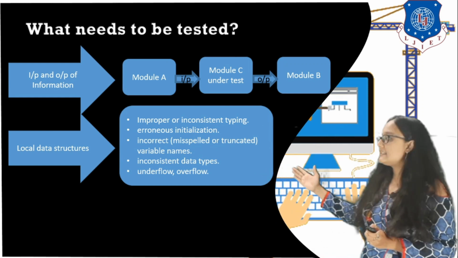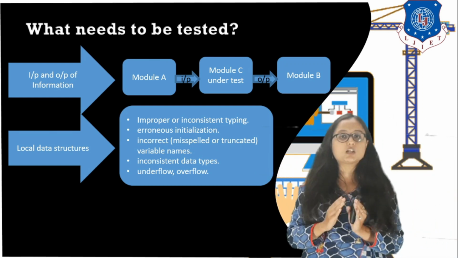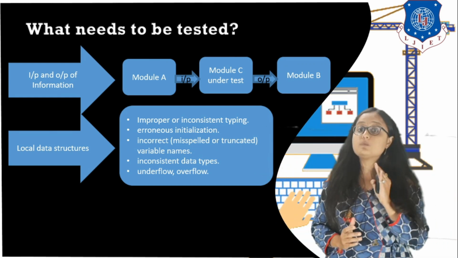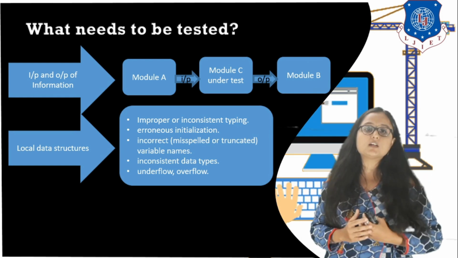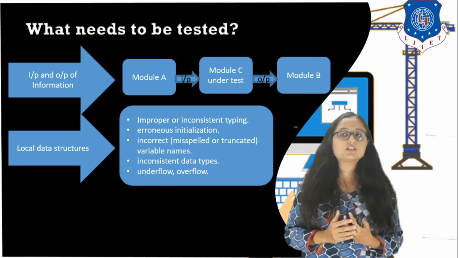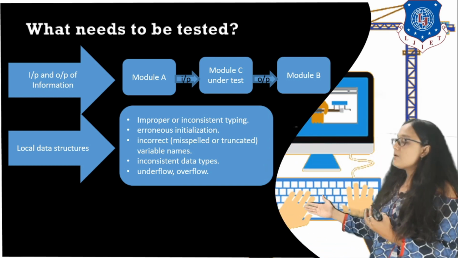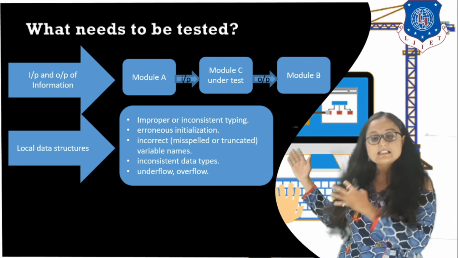The next thing that is checked in unit testing is local data structure. Now what do you mean by local data structure, or what sort of things are to be taken into consideration while checking local data structure? Here you can see there are a number of things listed. Let us see each of them.